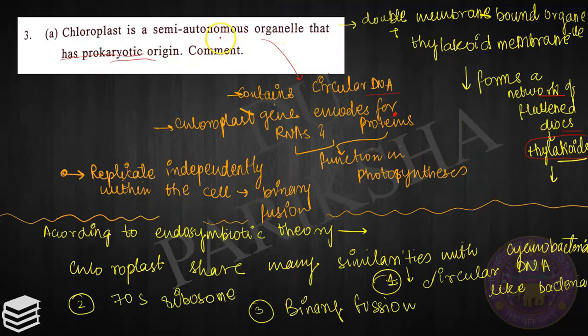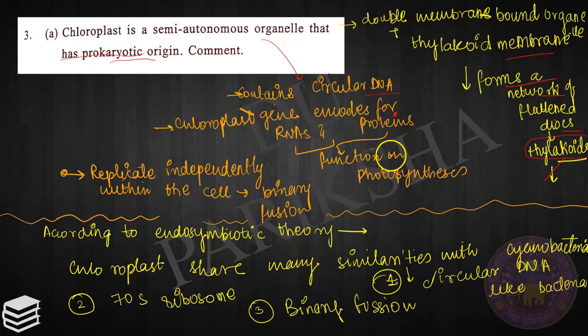Last is the chloroplast, a semi-autonomous organelle that has prokaryotic origin. As we know, the chloroplast is a double membrane bound organelle that has a third additional membrane system, the thylakoid membrane system, which forms a network of flattened discs known as thylakoids. Then these thylakoids are arranged in a stack to form grana, and the chloroplast is a semi-autonomous organelle because it contains its own circular DNA, which is present in multiple copies per organelle.